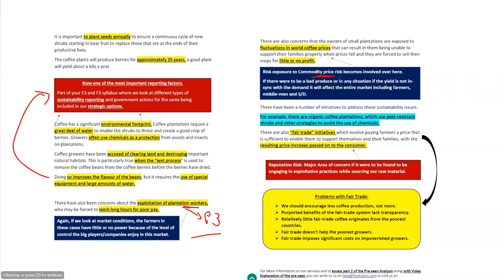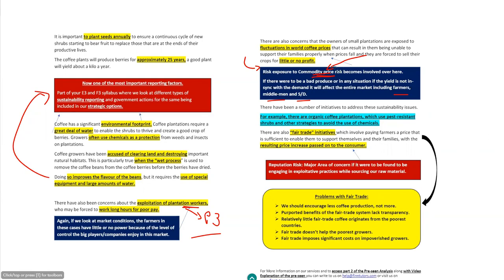So again, a risk that we're talking about is commodity price. If the price of the main commodity, which is coffee, goes up and down, they're going to be affected. If there were to be bad produce or in any situation the yield is not in sync with the demand, it will affect the entire market, including your farmers, middlemen, and eventually the consumer as well. So commodity price risk is important, because the beans itself, you get them at a higher price. The overall product is going to be high priced.